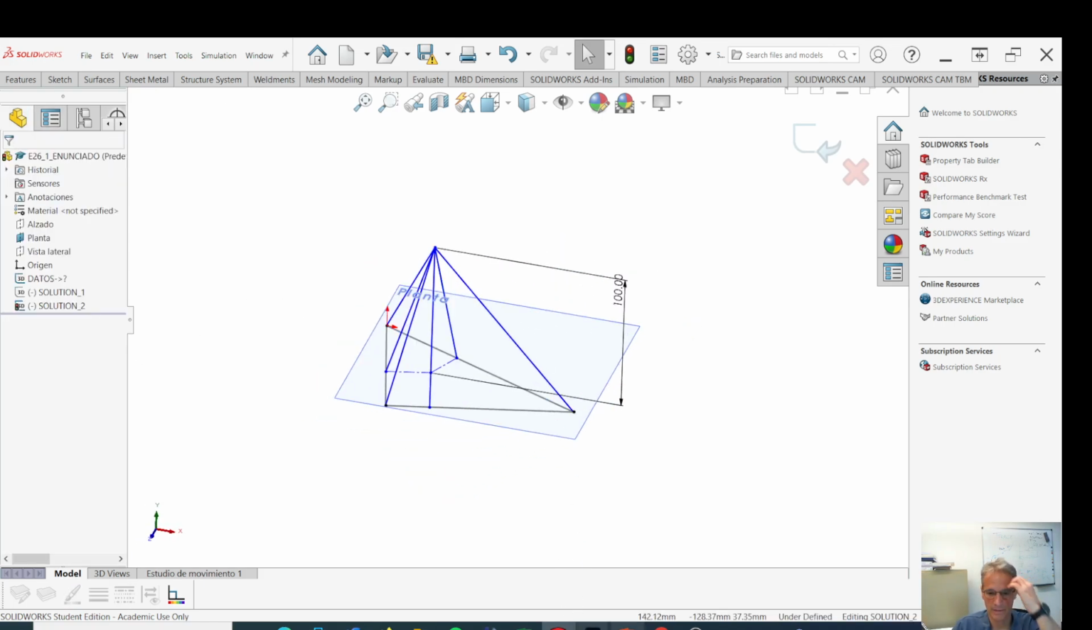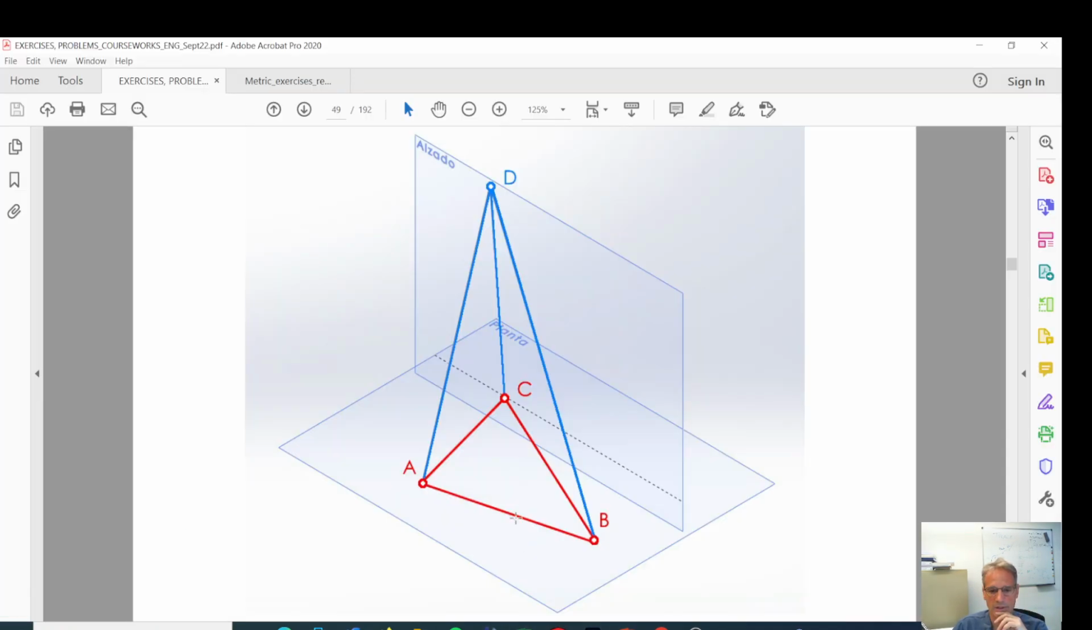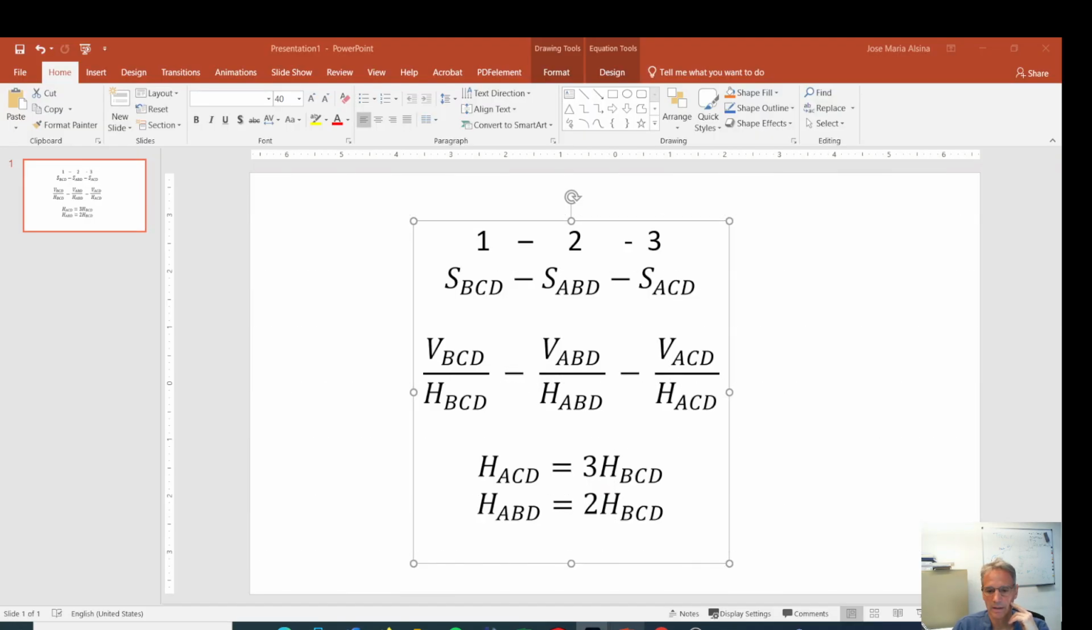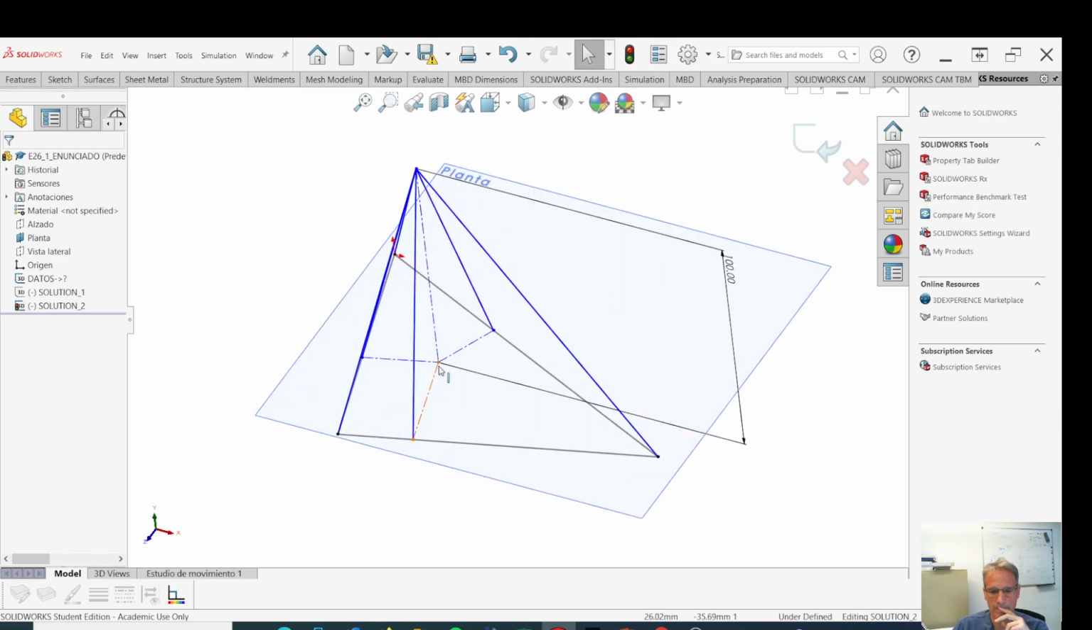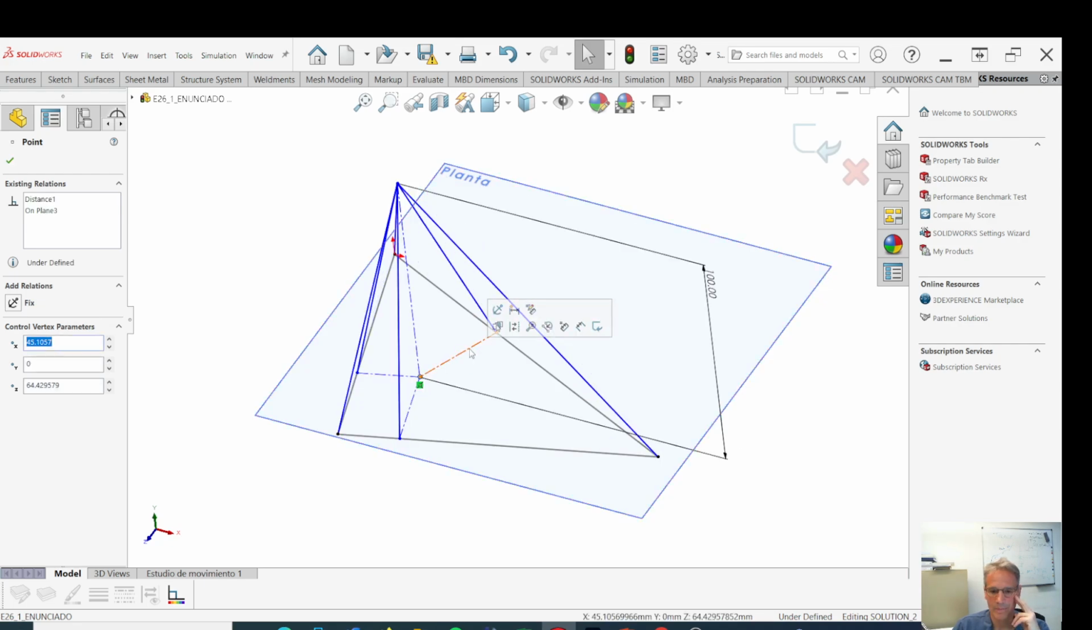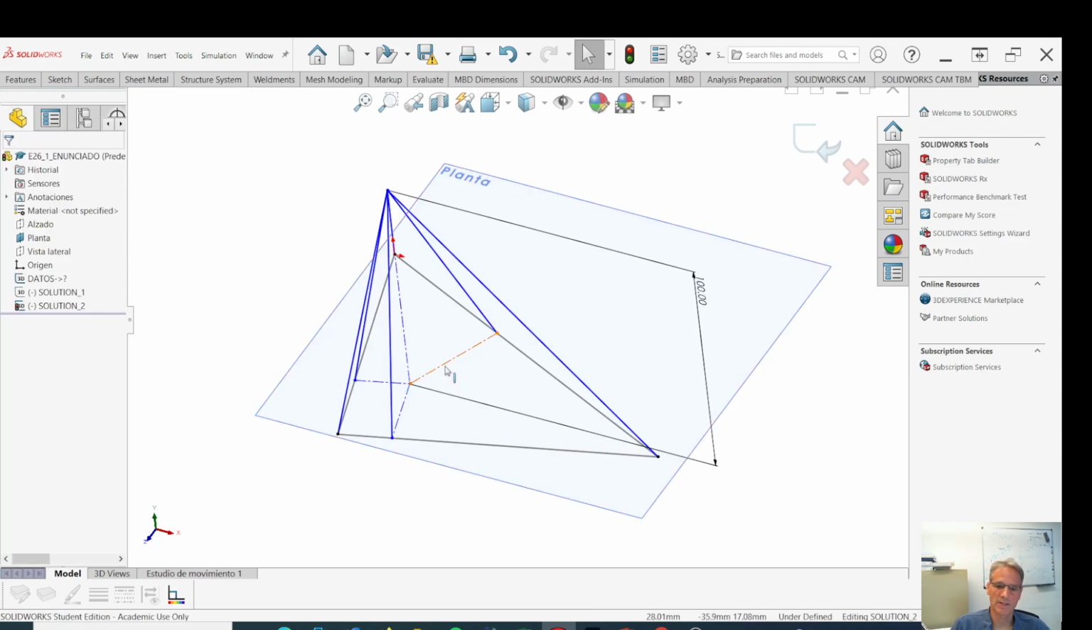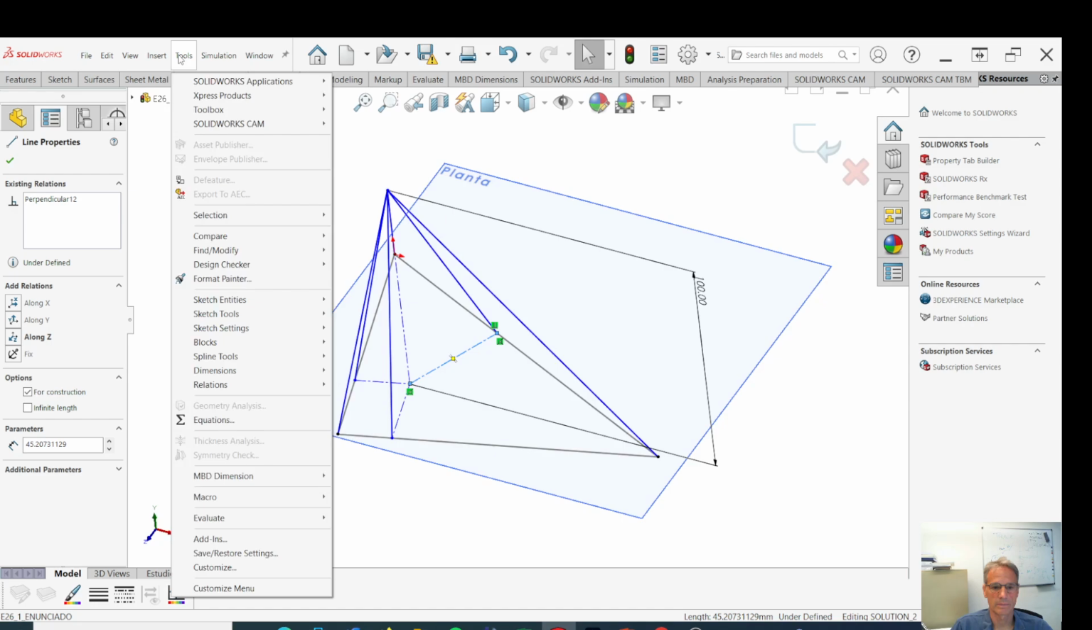Okay, and then if we go here, for example, this is BCD and ACD. For example, the horizontal of BCD, and ACD is 3 times that one. So I mean 3 times this one is equal to one of these. I can model it a bit and check, making 3 times this one and making one of these equal to one of those. So then I go to the segmentation. This is 3 times that one.